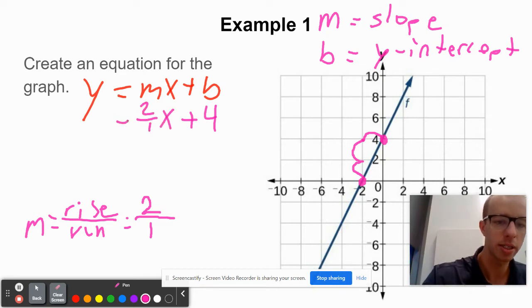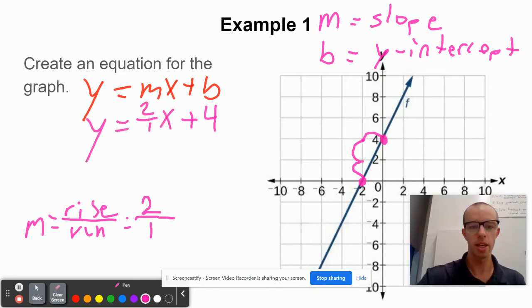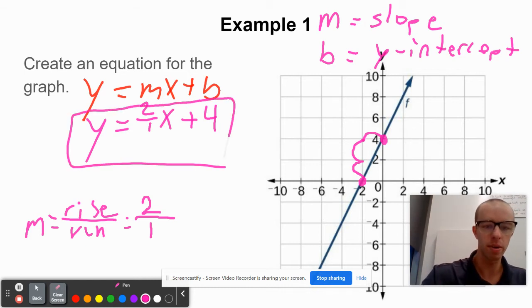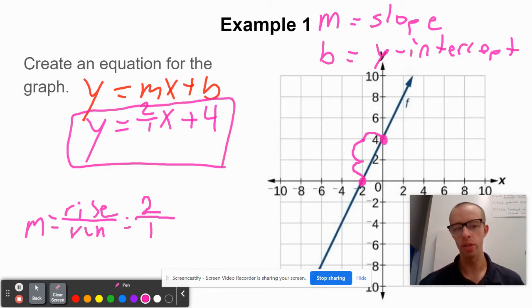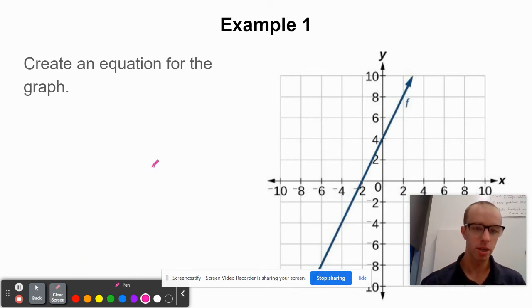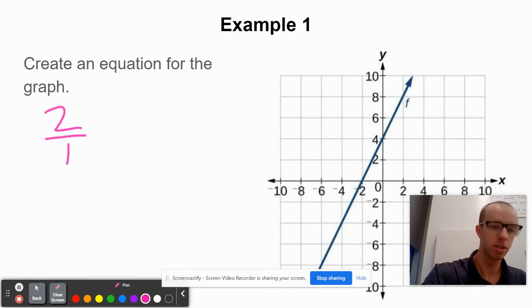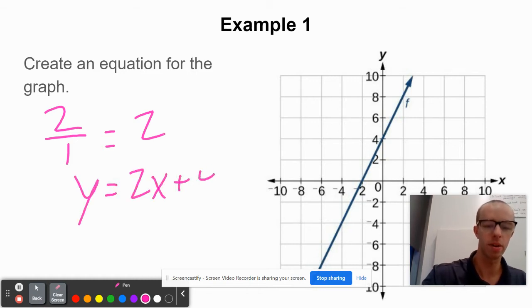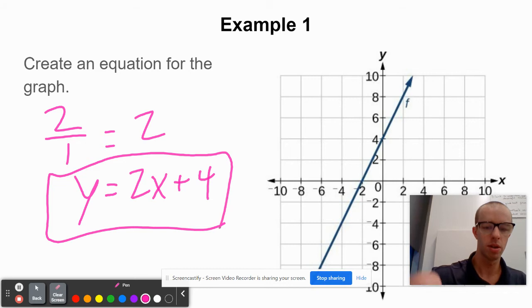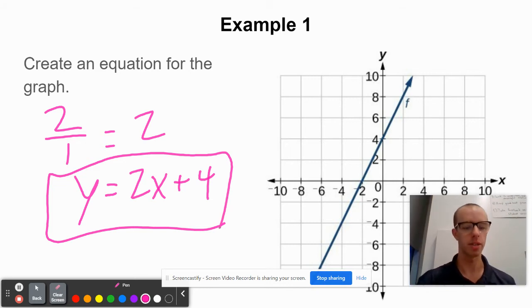I fill in the x and y. And the equation that matches this graph is y equals 2 over 1 x plus 4. Of course, instead of writing 2 over 1, you could have written just 2, right? Because 2 divided by 1 is 2. So it could have also been y equals 2x plus 4. This would also be a correct answer with a simplified fraction.